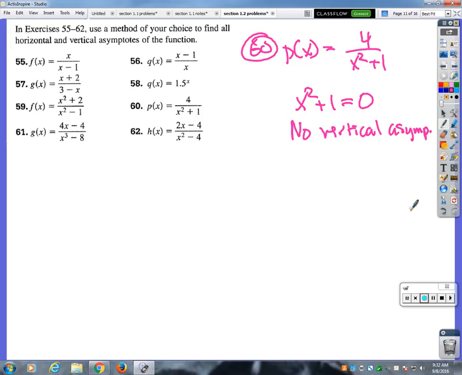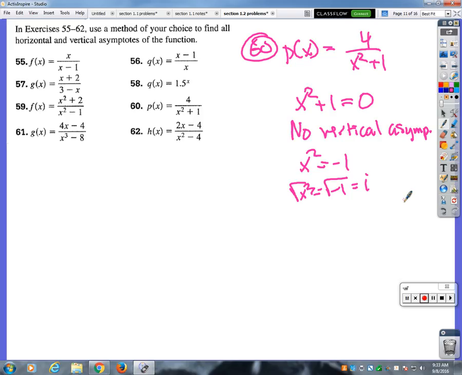Because if I try to solve this for x, my instinct would be to subtract 1 from both sides and then take the square root. And unfortunately, the square root of -1 doesn't exist. It's an imaginary number.